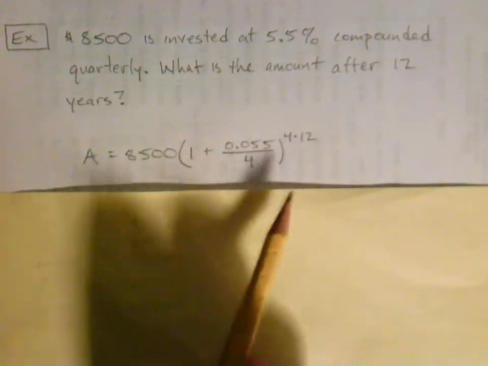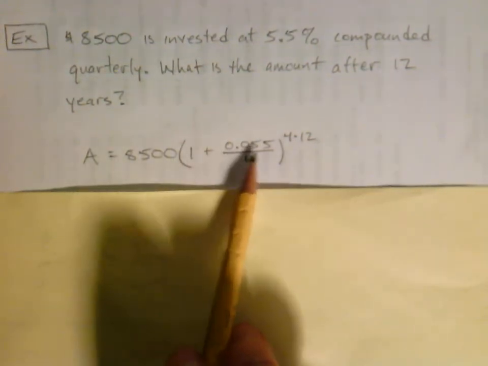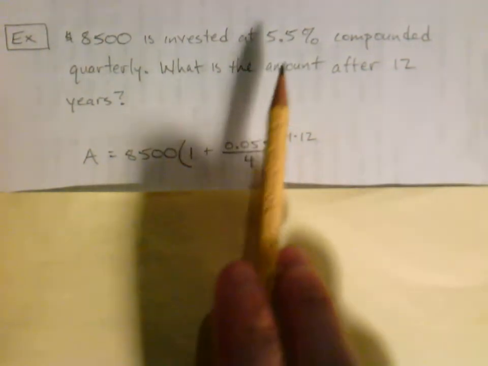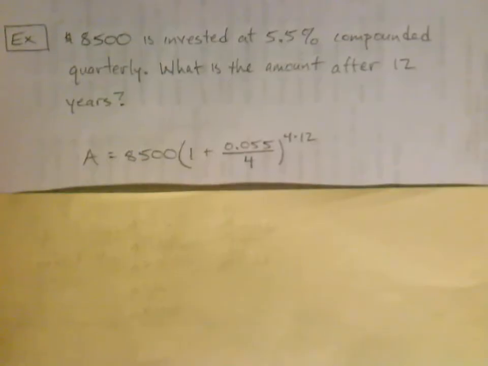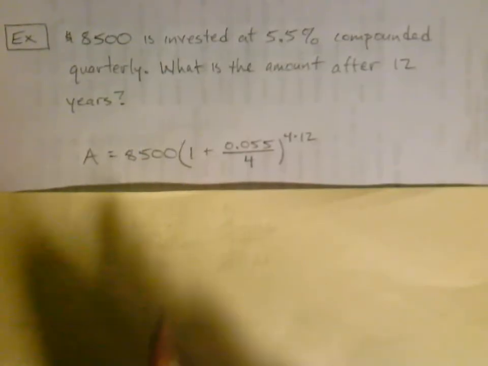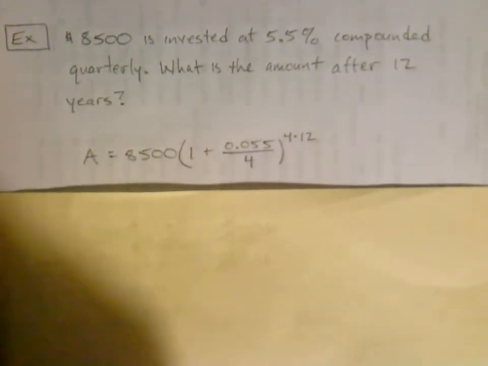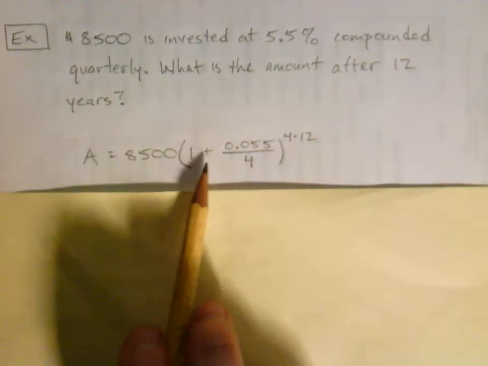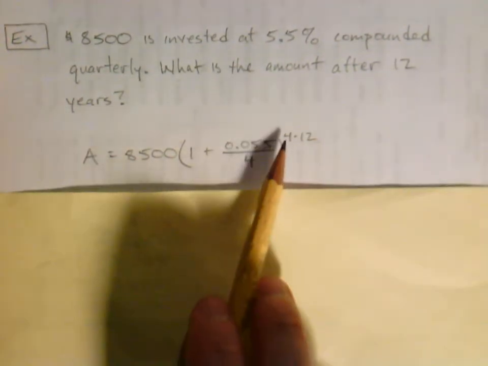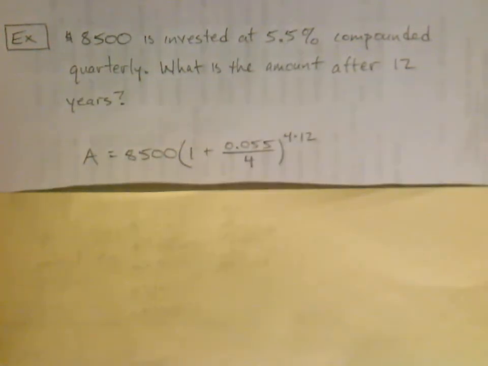Then the formula goes parentheses, right? 1 plus. And then here's our interest rate. So we convert that percentage by moving the decimal, right? 2 places. 0.055 over, and here's the N. It's compounded quarterly. So how many times is that per year? Well, that's 4 times per year. A quarter, right, is 1/4. So 4 times per year. So the 4 appears there and again there. And finally times 12 because it's 12 years total.